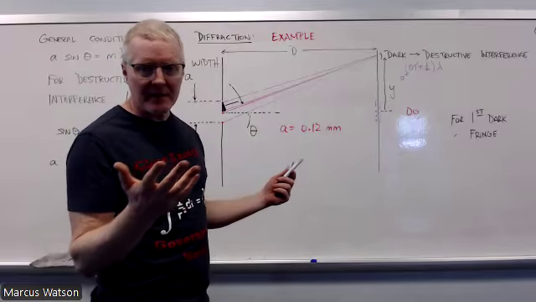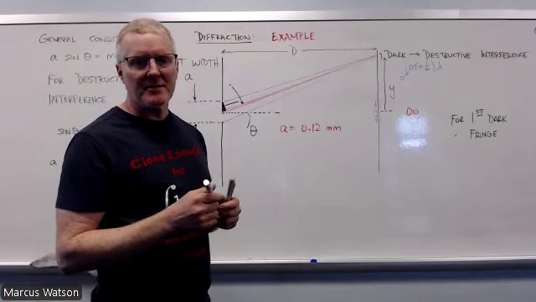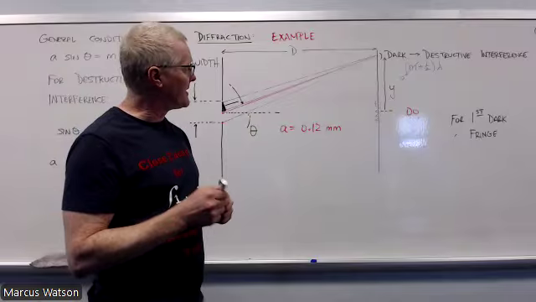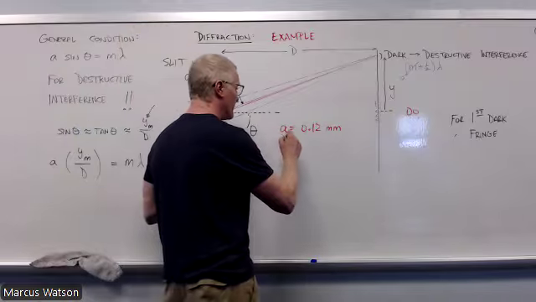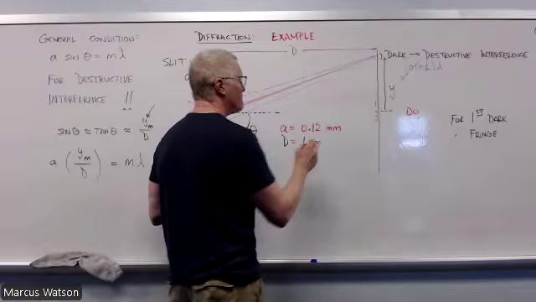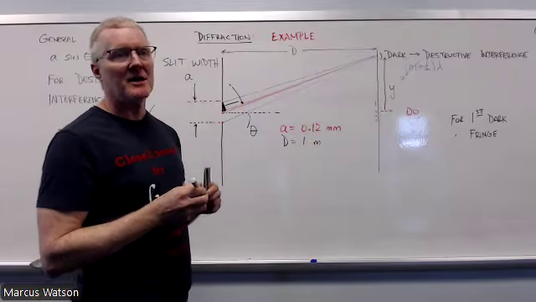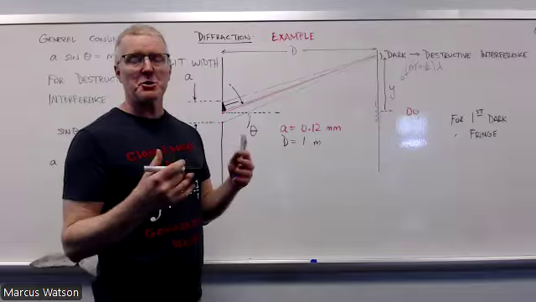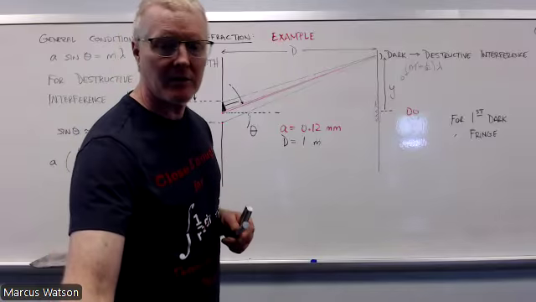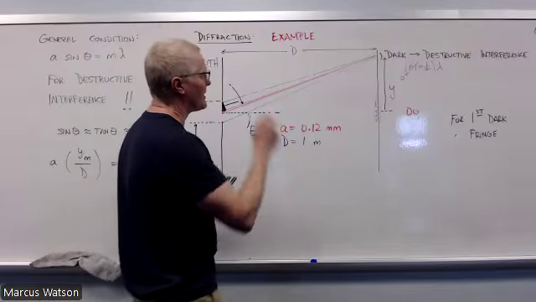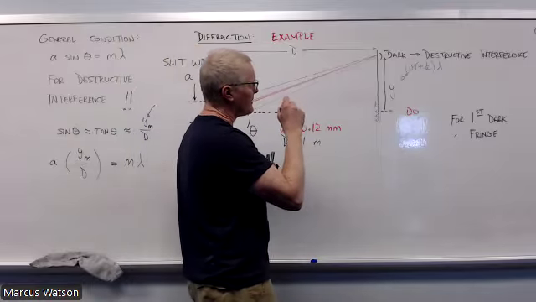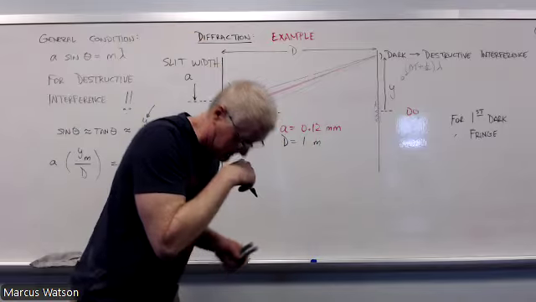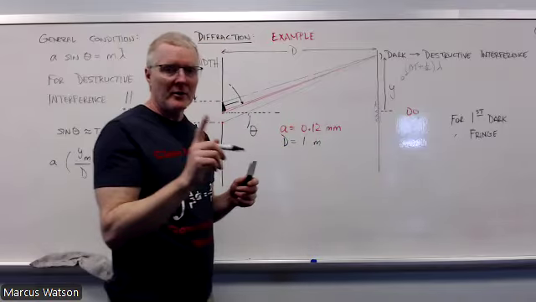It's typical of slit widths. Let's suppose we've got a screen that's 1 meter away, capital D being 1 meter, and we've measured the spatial width of the central bright peak. All right, and we found that it's a certain number.